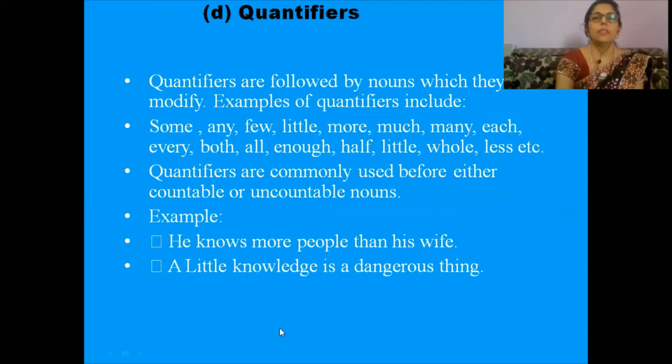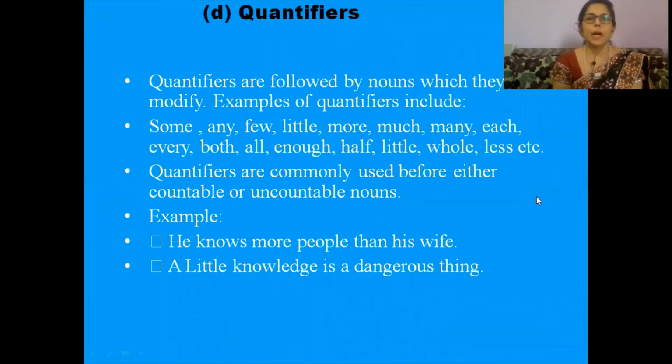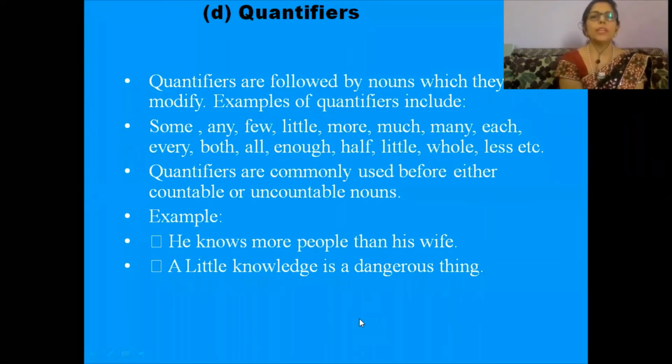After that, there is a quantifier, and you can see quantifiers are followed by nouns which they modify. For example, you can see some, any, few, little, more, much, many, each, every, both, all, enough, half, whole, less, etc. So quantifiers are commonly used before either countable or uncountable nouns.